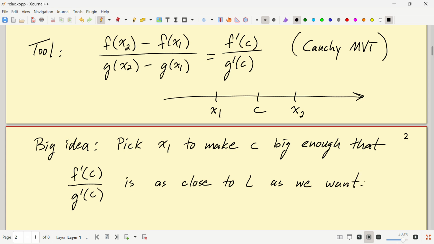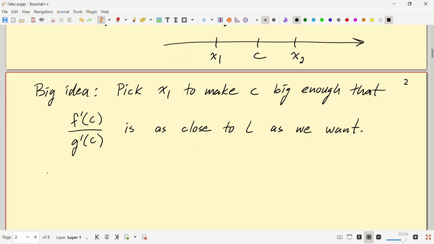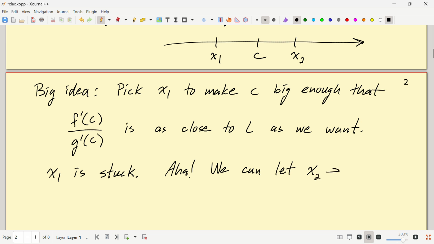And now you think about, well, what else could I do that would make the right-hand side get close to L? I have to relate the left-hand side to the quotient I care about. My x1 is stuck now, so I can't move it around and make it go to infinity. The aha moment is we can slide x2 out as far as we want. We can let x2 get gigantic. Okay, let's think about what that would do.